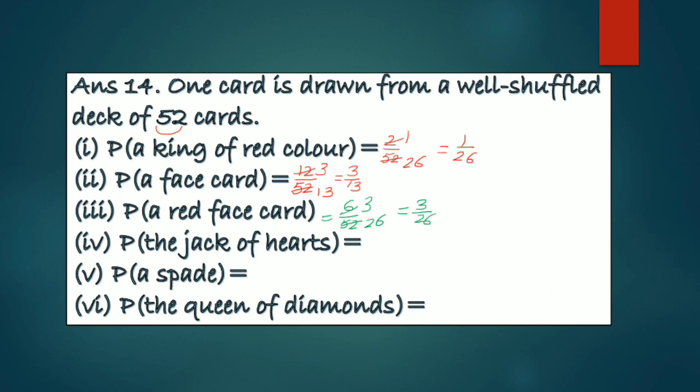Now the jack of hearts. In a set of 52 cards, we have only one card which is the jack of hearts. So the probability is 1 by 52. Now the next part, probability of a spade. There are 13 cards of spade. So the probability will be 13 by 52. On simplifying, we get the answer as 1 by 4. The queen of diamonds. Now there is only one card which is the queen of diamonds. So the probability will be 1 by 52. Let's move to the next question.